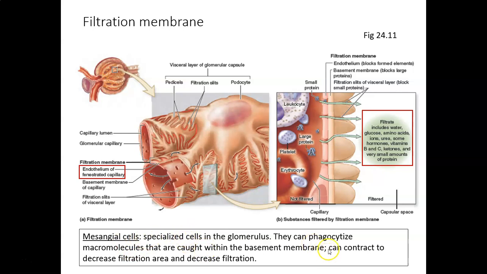In addition, they can also contract to decrease the filtration area. So those are essentially your filtration area, right? If the mesangial cells contract and decrease the filtration area, that's going to decrease filtration. So those are the two functions of the mesangial cells inside the glomerulus.